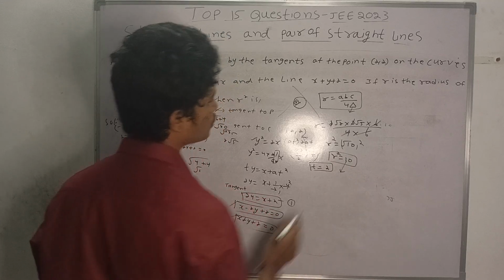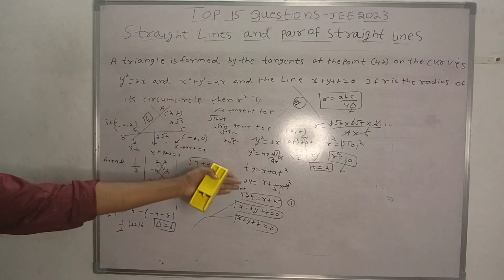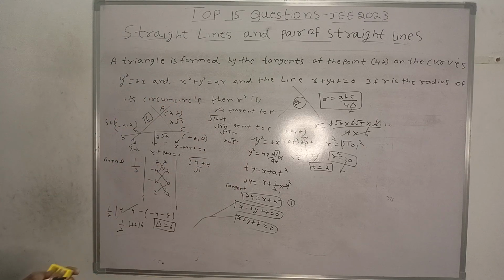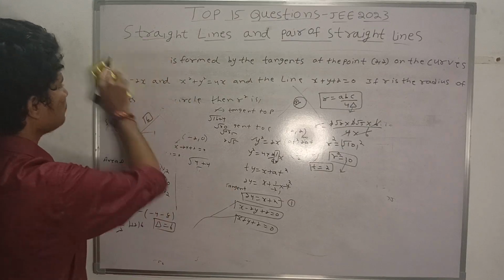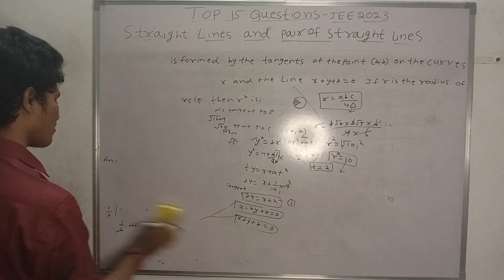So this is the answer. So you have to type in the keyboard, that is r square equal to 10. That's it. This is a numeric type value.